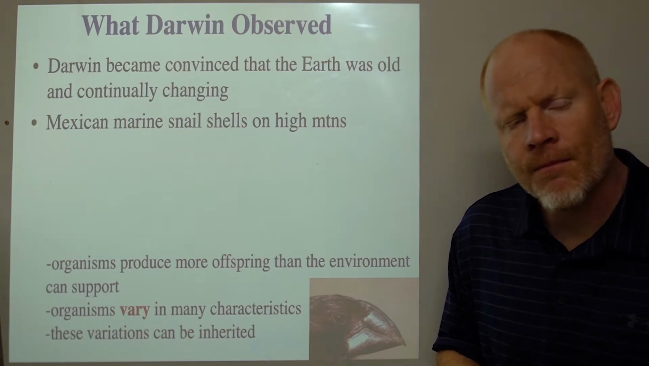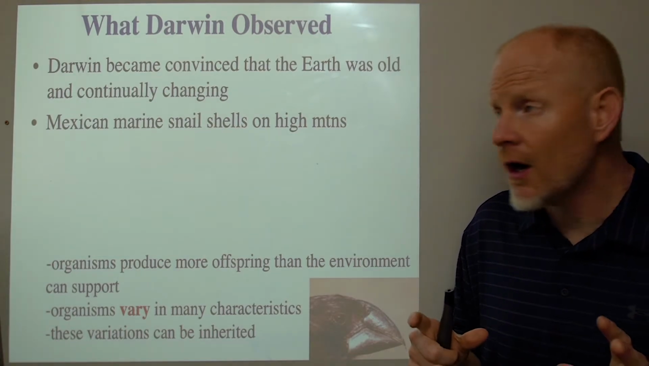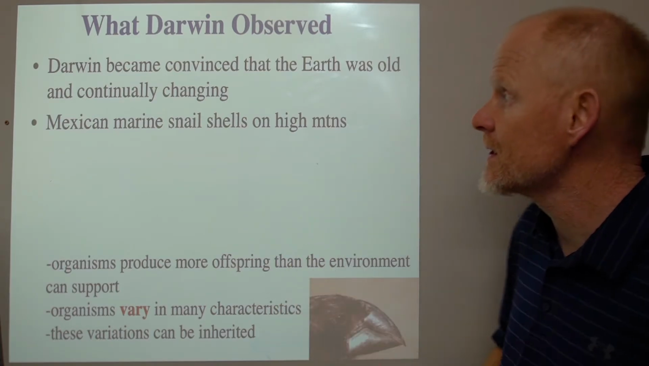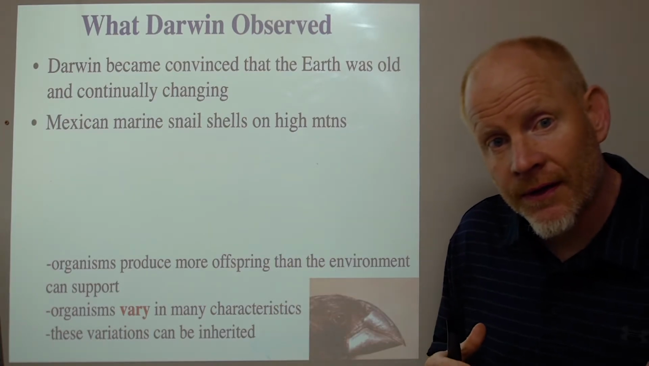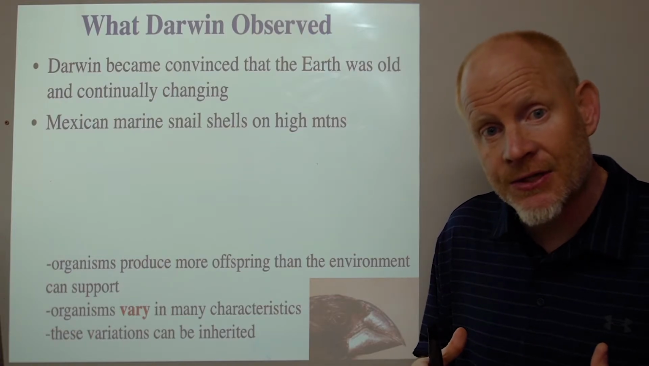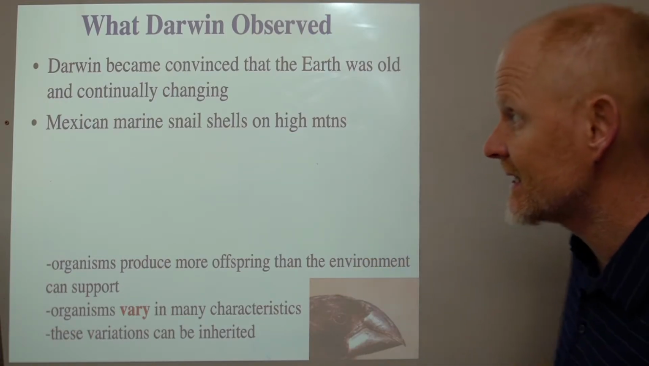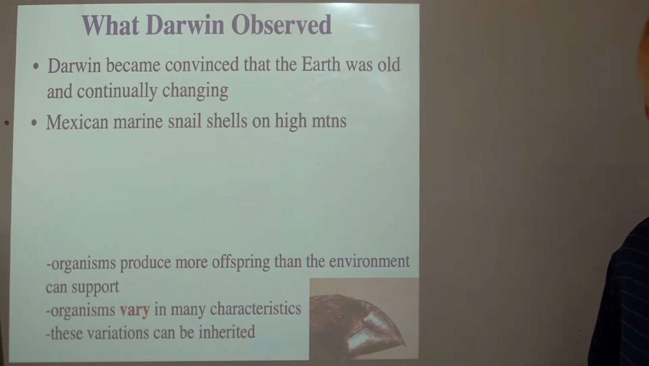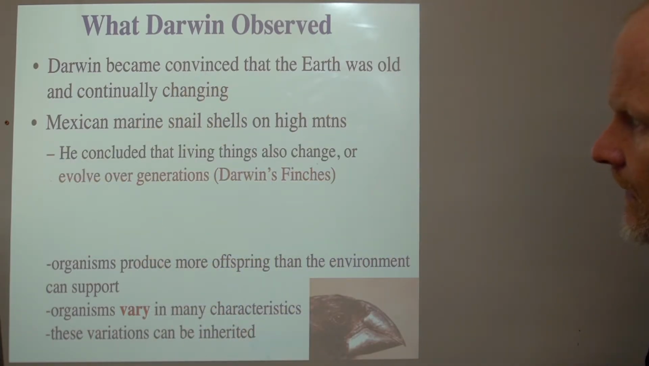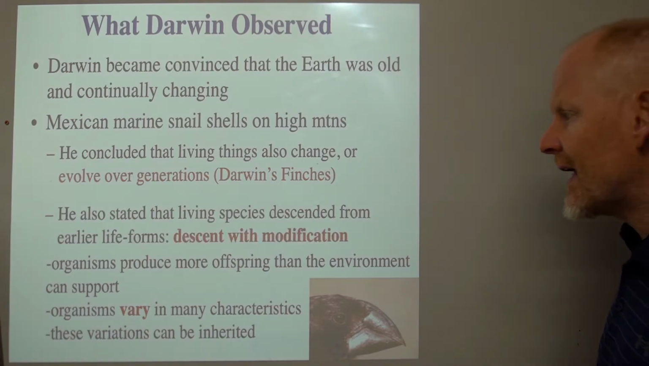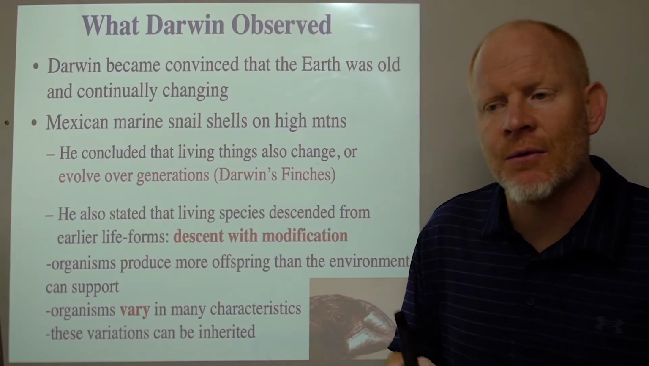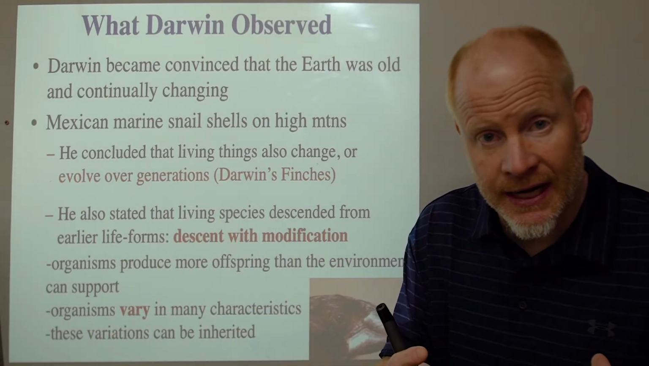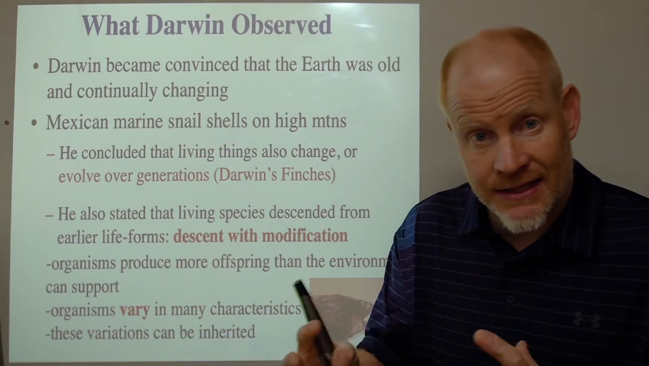All right, so what Darwin became convinced of as he did these travels was that the Earth was much older than what the Bible said, much older than what other scientists had said, and has continually changed over time. And so he found lots of different fossils. He found animals that were extinct that look similar to animals that are alive on different continents.